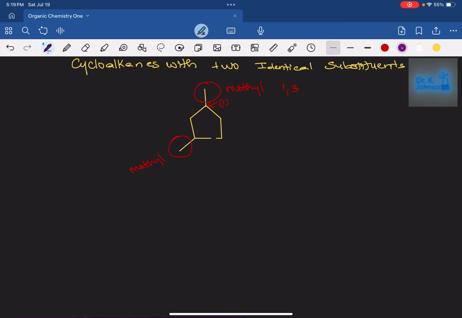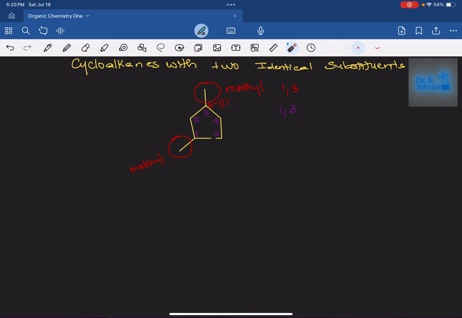Let's start number one here. If I start number one here and I number in the direction that gives my second substituent the lower or the lowest possible number, you notice you still have 1, 3. So I wasn't lying when I said you could do one at either one of these. Either one of these can be one. The key is number in the direction that gives the second substituent the lowest possible number.